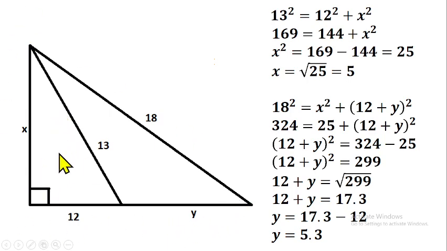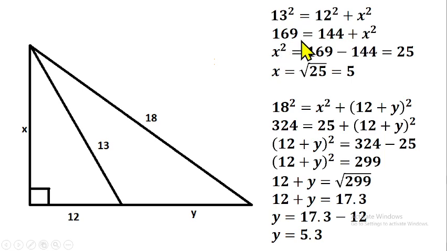From the inner one, where is the hypotenuse of this right-angled triangle? This is the hypotenuse. This side labeled 13 is the hypotenuse, because it is facing the right angle. So the square of the hypotenuse, which is 13 squared, equals the sum of the squares of the remaining 2 sides, from here to here plus from here to here. That will give us 12 squared plus s squared.